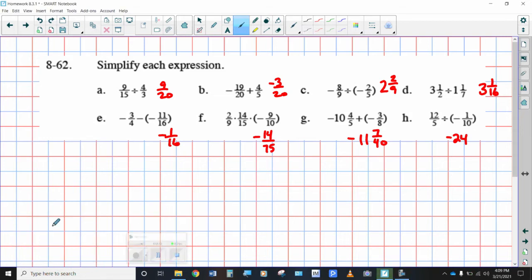Alrighty, so it's probably a good idea for you to just pause. Well, I guess you don't need to pause. Work out a couple of these problems. In fact, I'm going to work out 4 problems, and I'm going to do one of each. So a division problem, like this one.